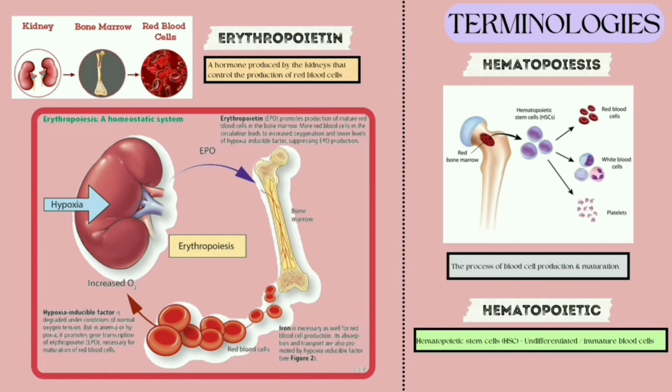Okay, next we have the word erythropoietin, which basically is a type of hormone that is secreted by the kidneys to control the production of red blood cells. Haematopoiesis is another word that you hear a lot in hematology class, which basically means the process of blood cell production and maturation. Whereas hematopoietic, also called hematopoietic stem cell, is the immature blood cells, the blood cells that have no identity yet and have not developed into either red blood cells, white blood cells, or platelets.